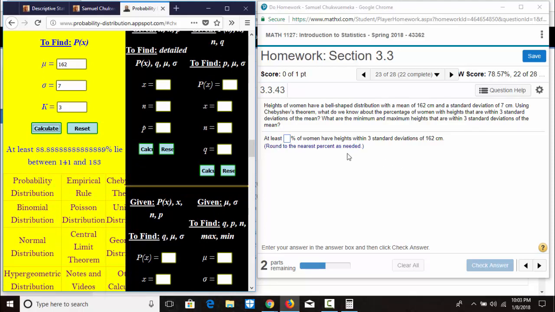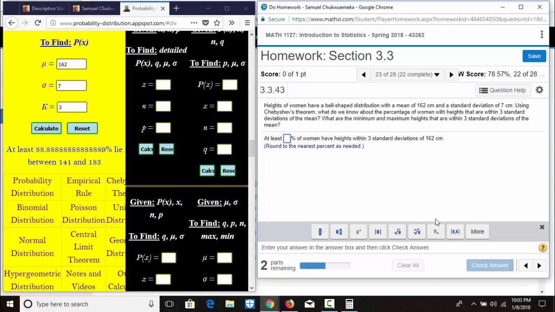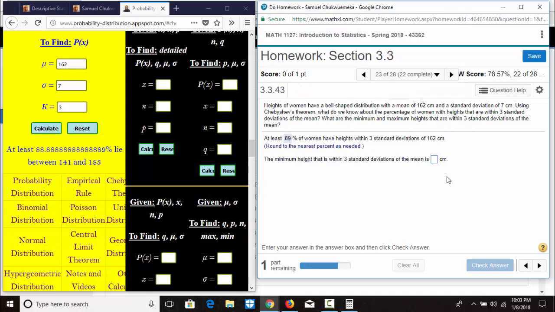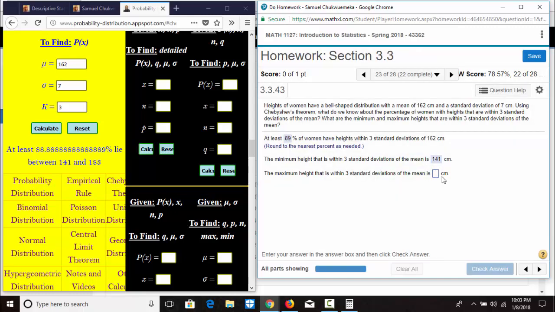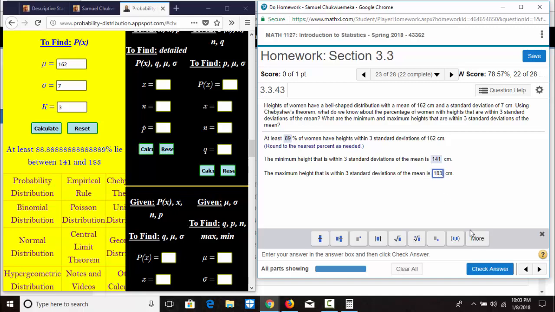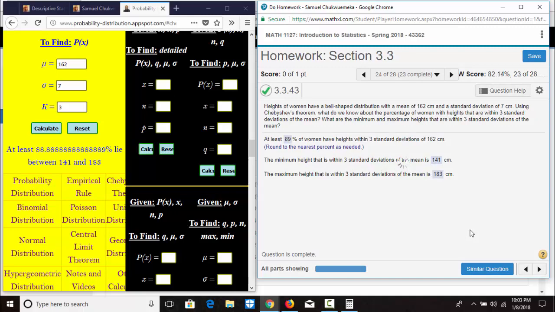It says here round to the nearest percent as needed. So at least 89% of women have heights within 3 standard deviations of 162 centimeters. The minimum height that is within 3 standard deviations of the mean is 141 centimeters, and the maximum height is 183 centimeters. Okay.